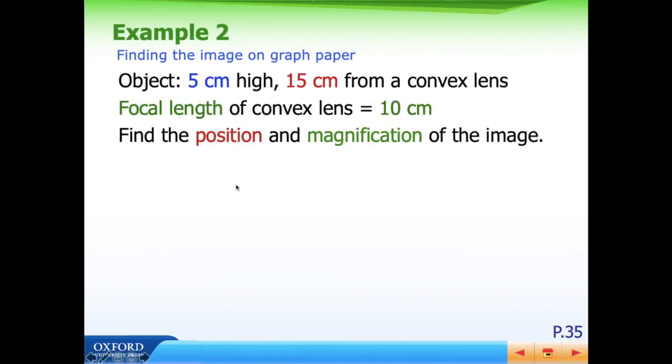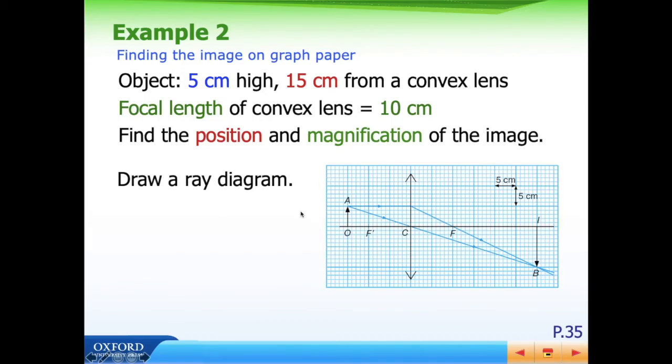To understand this concept of magnification fully, let us have this example. We have an object that is 5 centimeters high and 15 centimeters from a convex lens, and this convex lens has a focal length of 10 centimeters. The question is, determine the position and magnification of the image. What we are going to do first is draw a ray diagram to illustrate exactly how the image is formed.